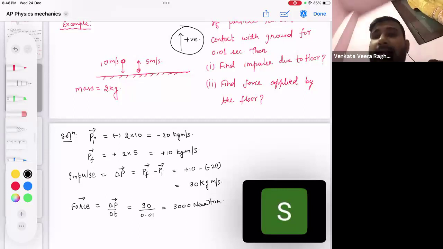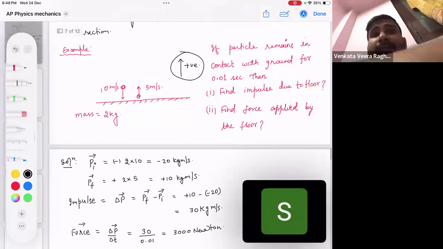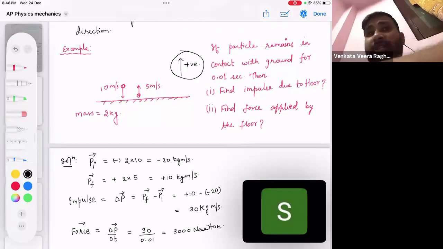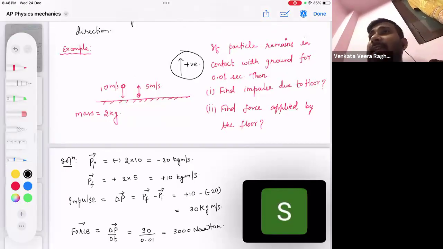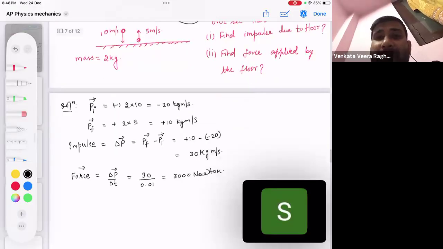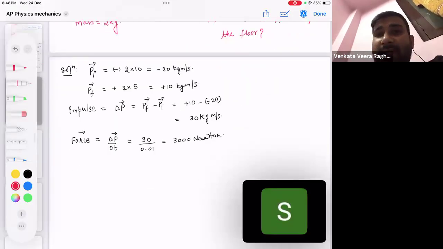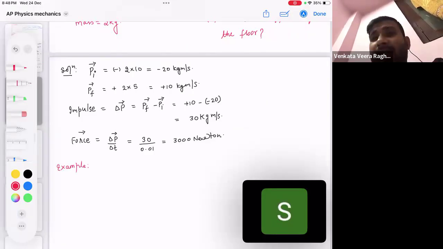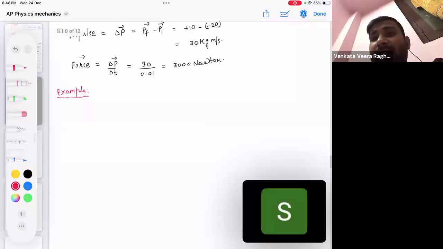Right? So understood. The simple example that the impulse is going to be change in momentum only, but the force is going to be change in momentum by the time duration for that change in momentum to happen. Okay? Of the same question, let me give you in a different way. This example I am going to give you same, but in a different way.